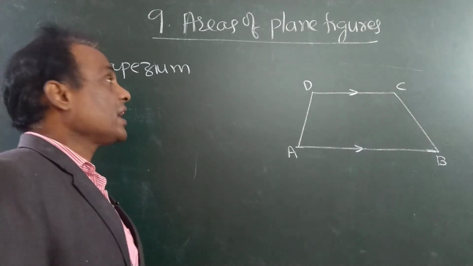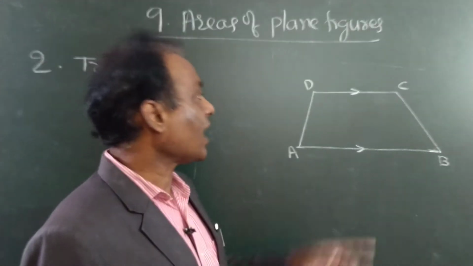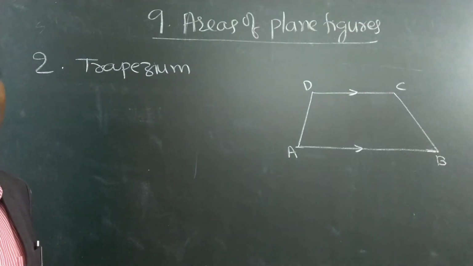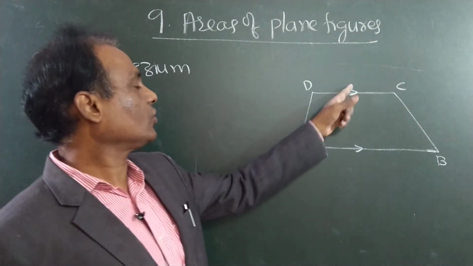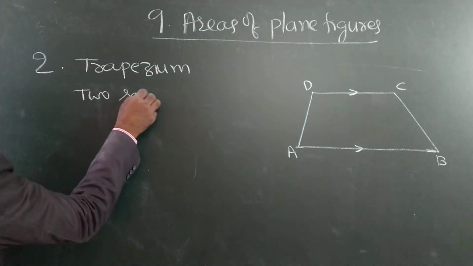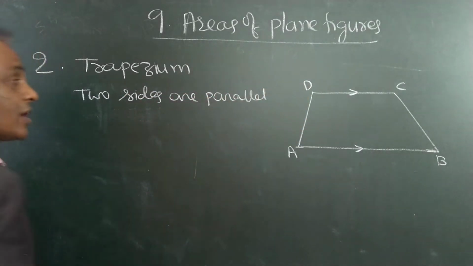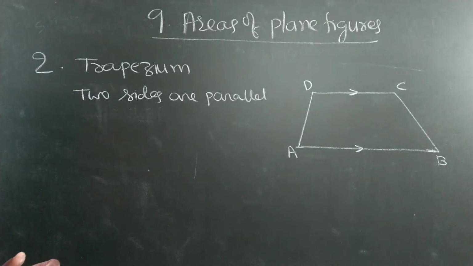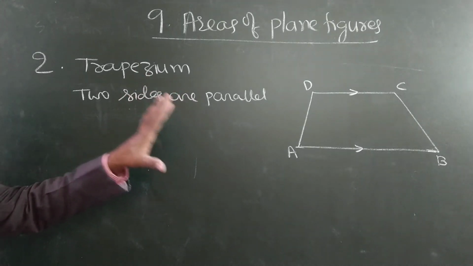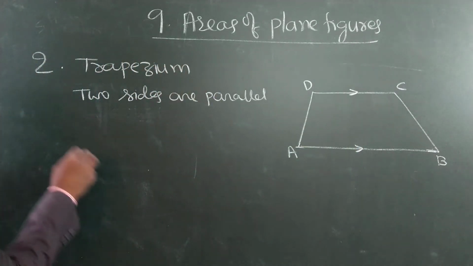A plane figure bounded by four sides, a plane figure having four sides in which two sides are parallel is called a trapezium.